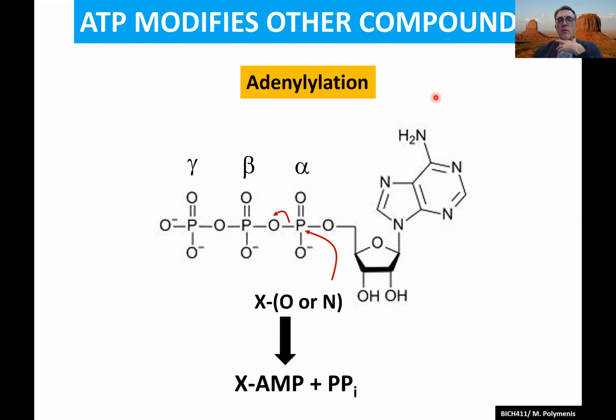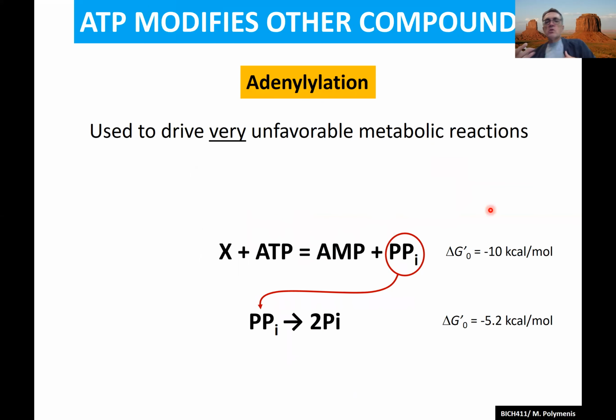Right? Now the nucleotide could be anything. In fact, we will see all of them. In the next slide, we're going to see UTP being used. In other cases, we have CTP used when we activate lipids, for example. Right? So why do we do this nucleotidylation? In this case, adenylation, let's say.